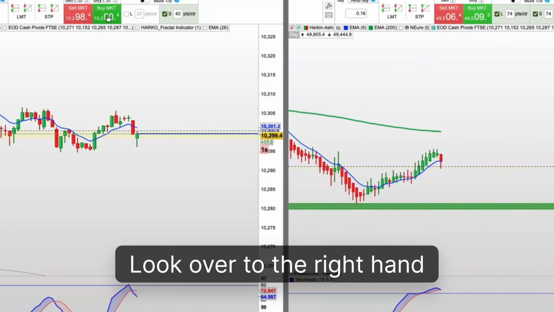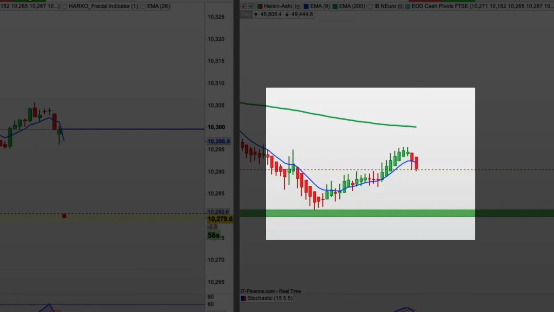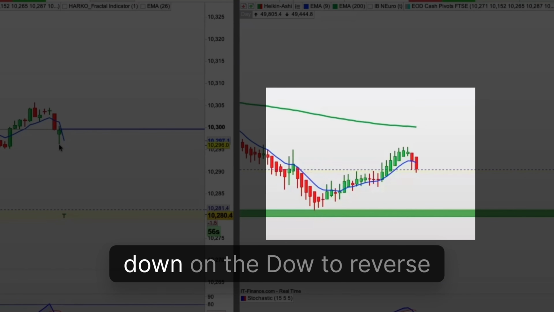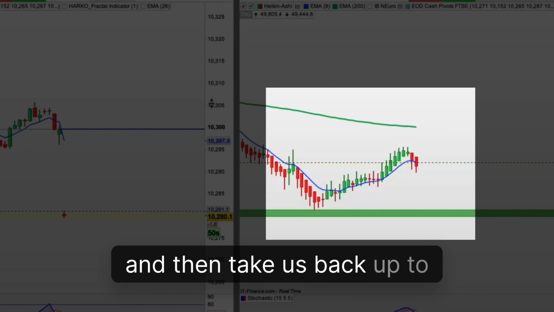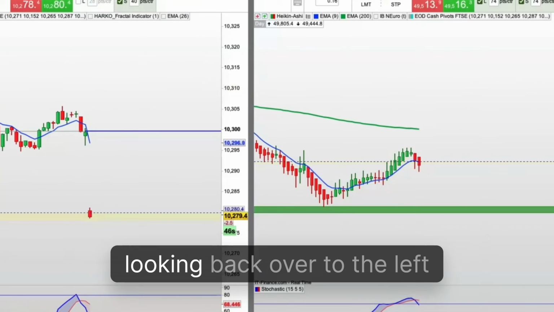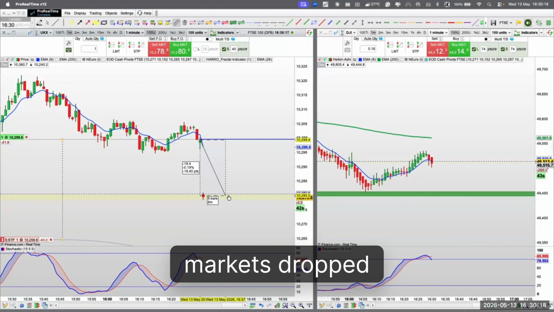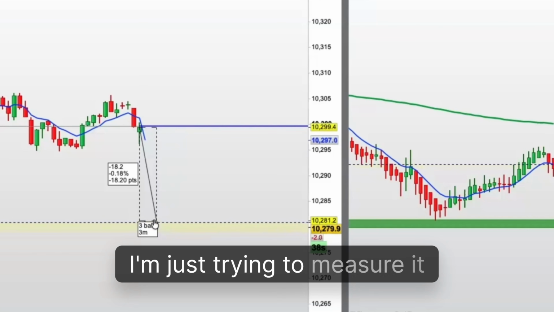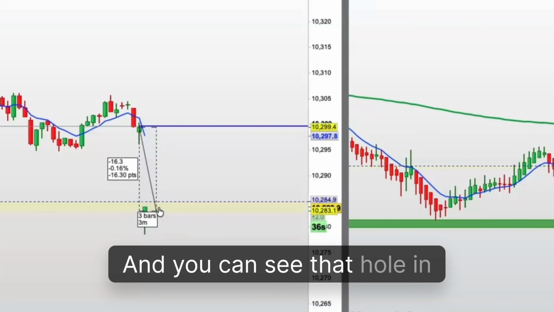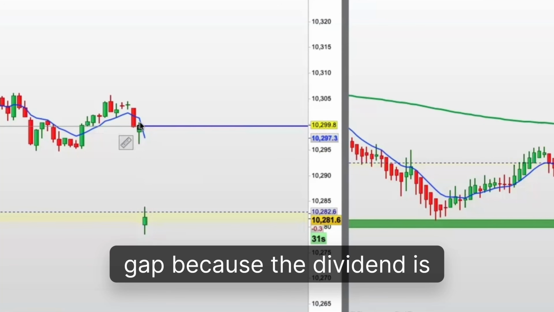Look over to the right hand side of your chart, and what we're looking for here is that market that's coming down on the Dow to reverse into green candles and then take us back up to the top side. Looking back over to the left hand side, you can see the market dropped around about 20 points or thereabouts. I'm just trying to measure it on the fly, and you can see that hole in the market, which is the actual gap, because the dividend is being paid out.